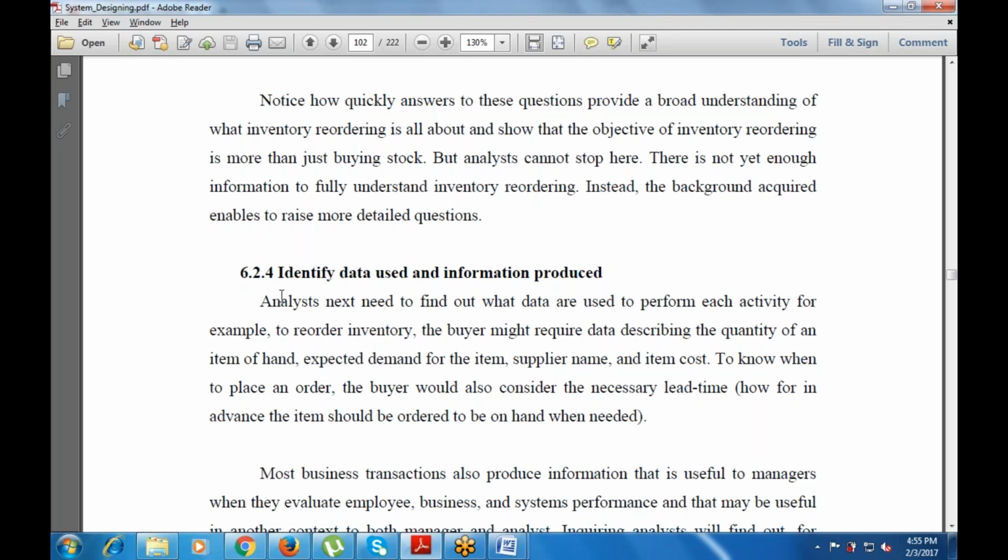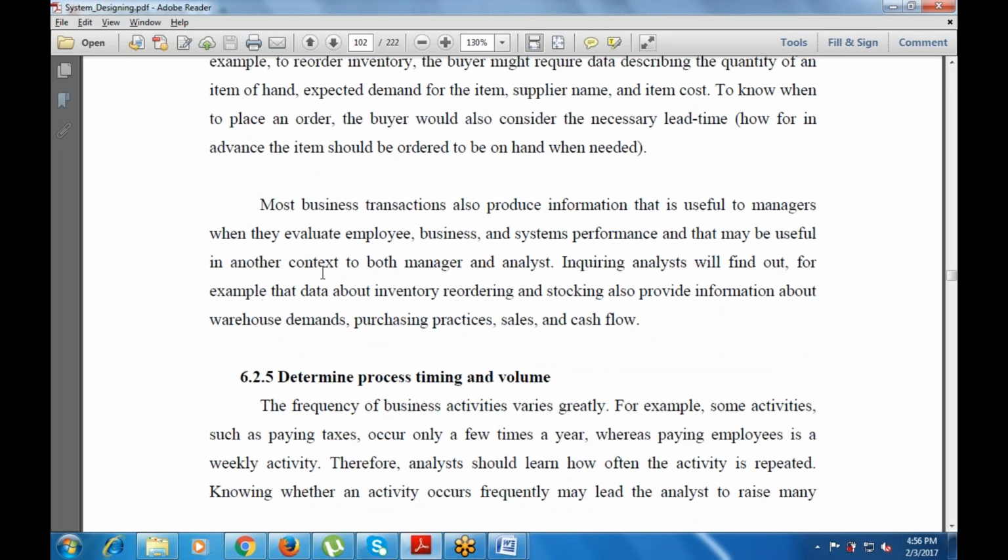Now, the investigation is done. The next part is identifying the data that is used with the information produced. We have to identify what data are used to perform each activity for each task. For example, to reorder inventory, the buyer might require data describing the quantity of the item in hand, the expected demand for the item, the supplier name, and the item cost. Then determine the process timings and the volume.